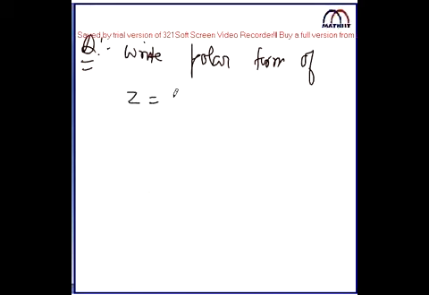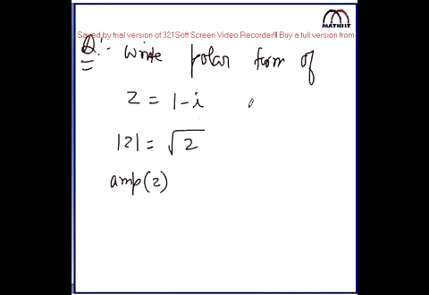So you can easily write the polar form. Suppose a question is coming: write the polar form of Z equal to 1 minus i. So mod Z is root 2. Correct? Amplitude of Z, no problem. Which quadrant? Fourth quadrant. This Z you can write as 1 comma minus 1, which is in the fourth quadrant.